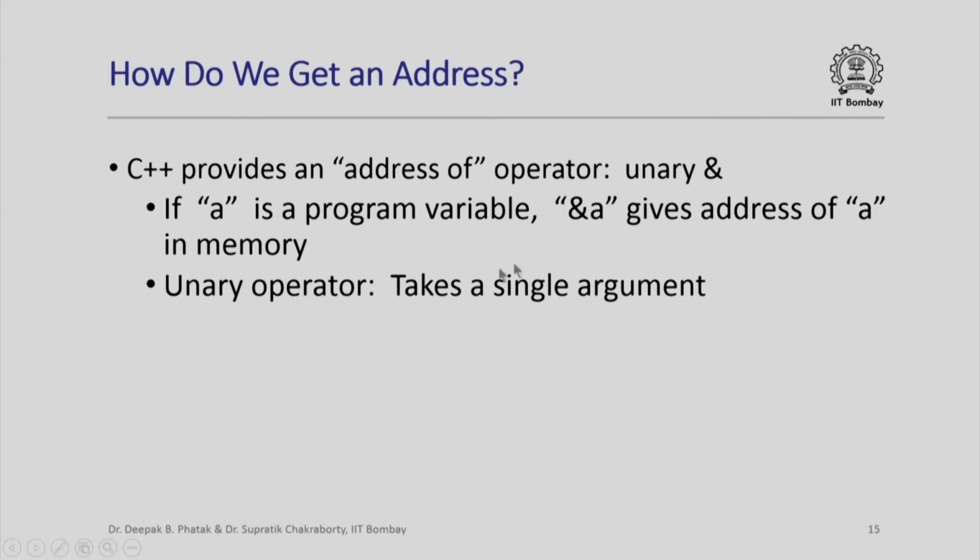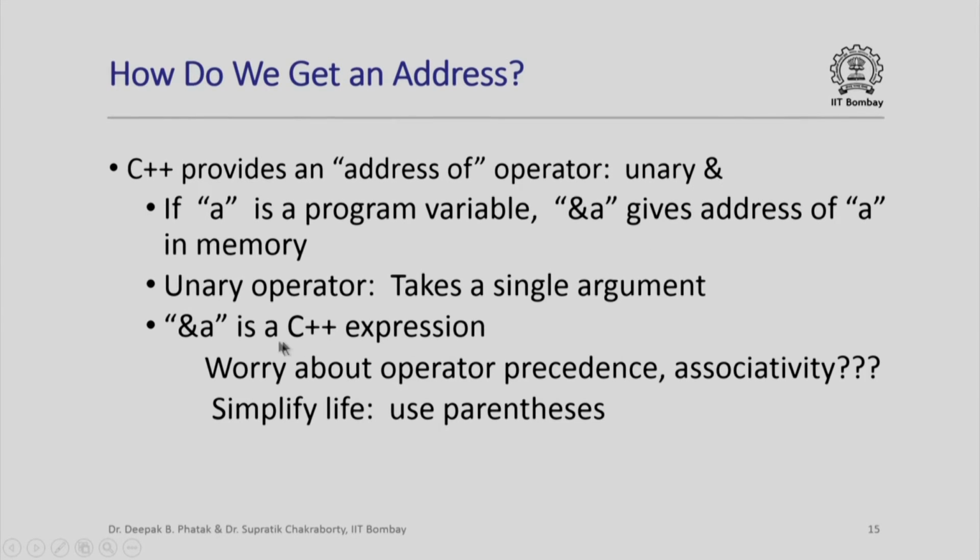Note that this is a unary operator, it takes a single argument, and in particular if you take the variable A and apply this unary operator, you actually get a C++ expression, and therefore we must worry about how to evaluate such expressions. So, we must worry about operator precedence, associativity and all of that, whatever we have studied in an earlier lecture. But for our purposes, we will just simplify life and use parentheses to very explicitly indicate what is the precedence of the ampersand operator and what we want it to associate with. So, if I want to get the address of the variable A, I will write ampersand A and put parentheses around ampersand A to explicitly say that I am interested in the address of the variable A.